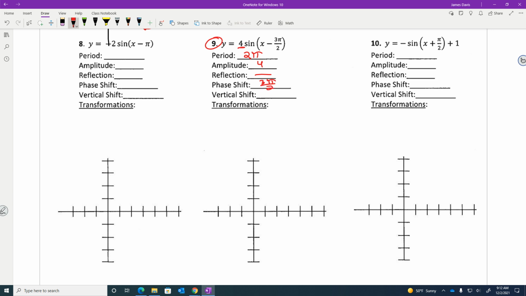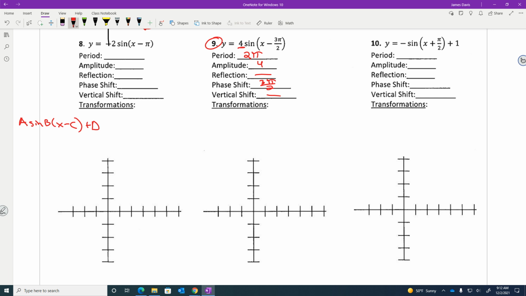Because remember, when we write out the formula for this, it was like our A sine B times X minus C. Remember, this one's always the opposite when it's inside, right? So I'm going to write positive 3 pi over 2, because that will also remind me that I'm going to move it to the right 3 pi over 2, not to the left, even though it's minus. And then there's no vertical shift, because there's no plus or minus opposite.